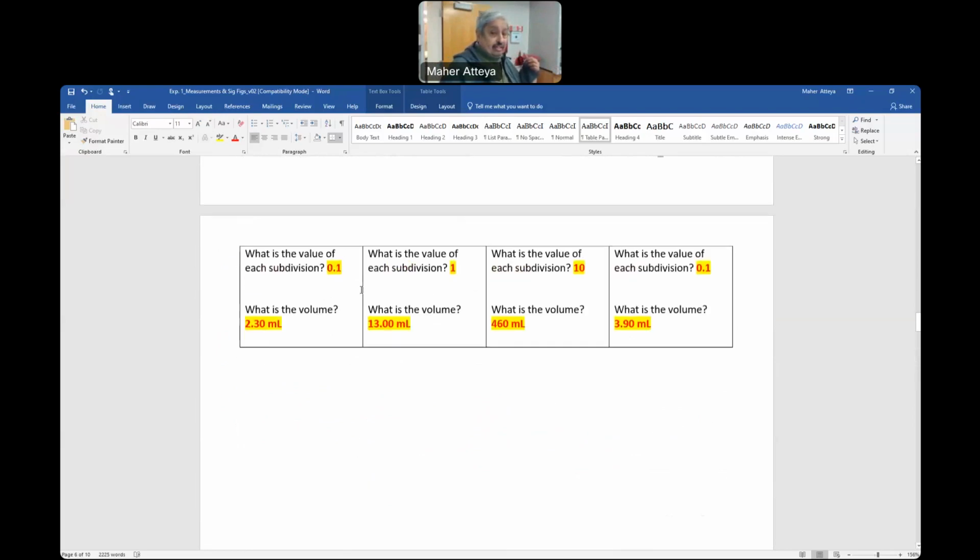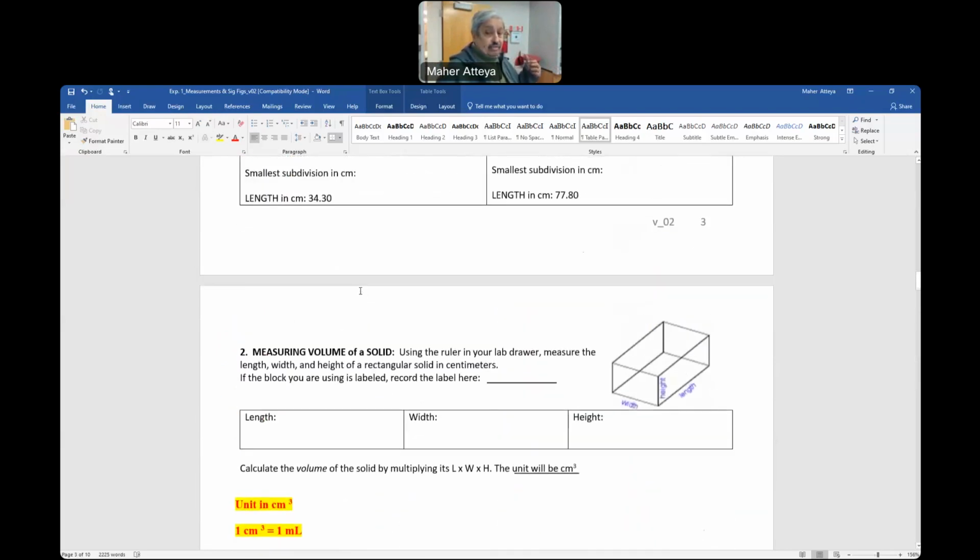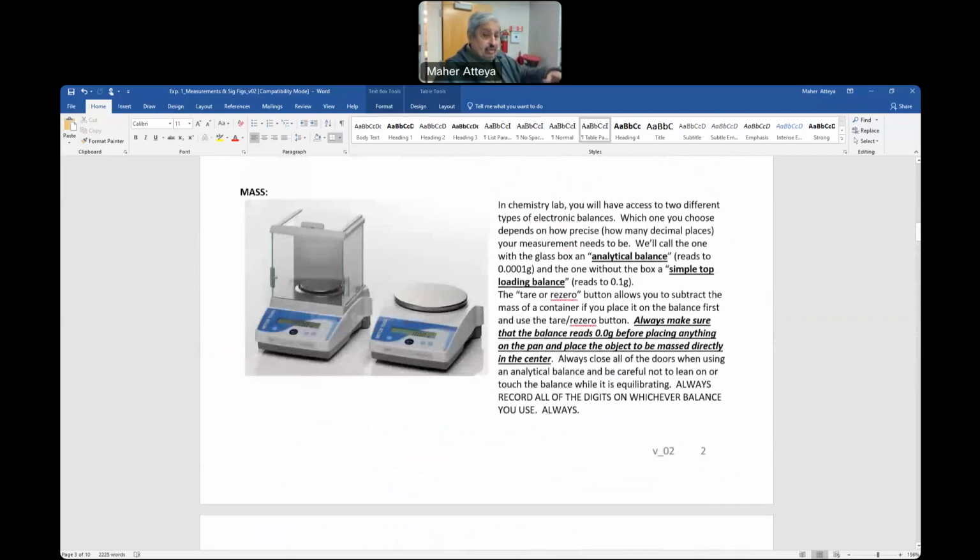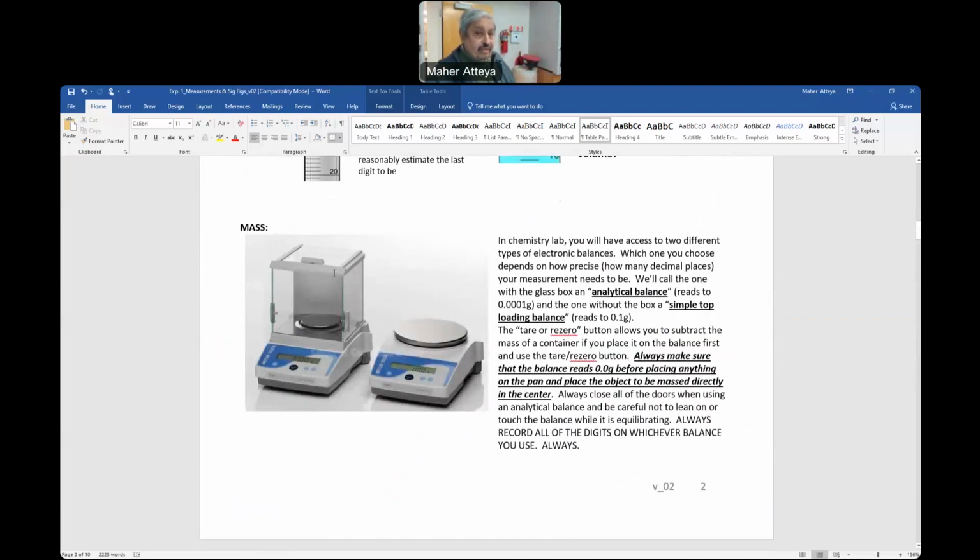So the analytical balance, you have to close the door. It has windows with glass. See here, this one here. This is called analytical. And it has glass windows to be closed, because if you don't close it, the air motion will give you an error in the reading, correct?